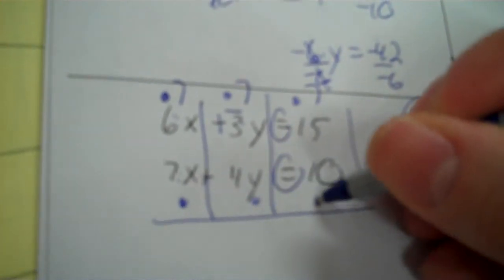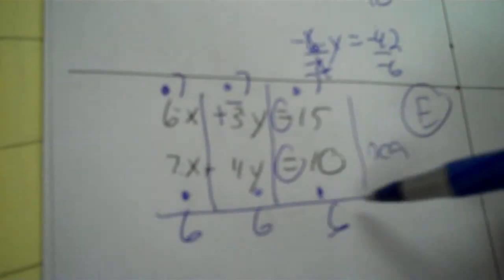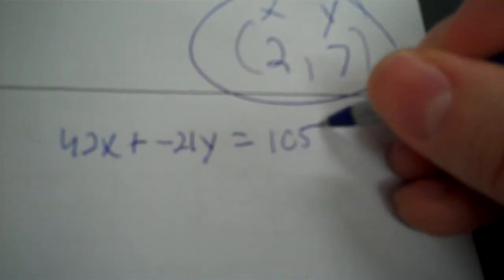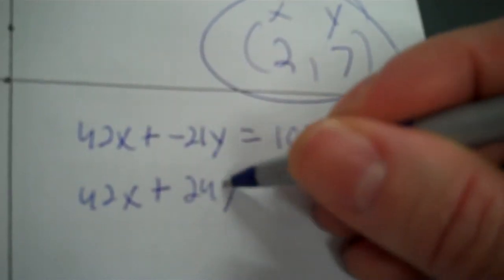So you're going to multiply this 6 by 7, and that means the rest of the equation has to be multiplied by 7. Now I also have to go to the bottom, and I have a 6, so I multiply by 6. So 7 times 6x is 42x. 7 times negative 3y is negative 21y. And then 15 times 7 is 105. 7 times 6 is 42x. 4y times 6 is 24y. And then 10 times 6 is 60.